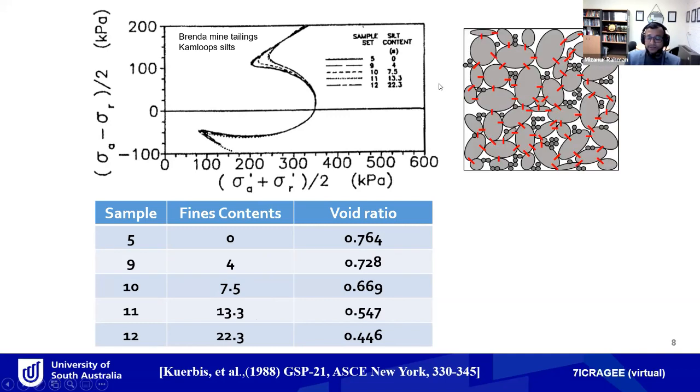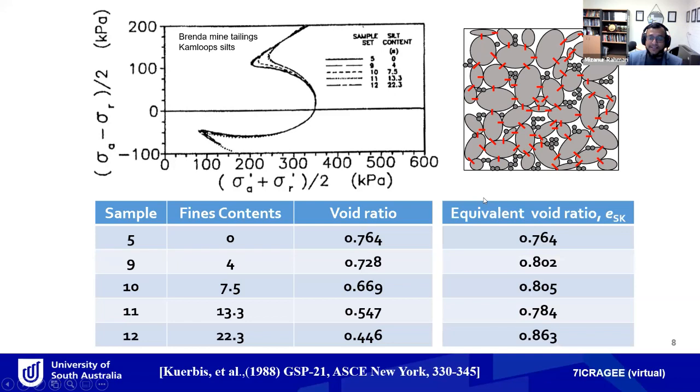So what they have done, for the first time, is consider these fine particles over here as void. Based on that, they are calculating a skeleton void ratio equivalent to the clean sand void ratio. When you do that, we can see the void ratio becomes consistent, except with too high fine content. Okay, let's move further and see what happened.